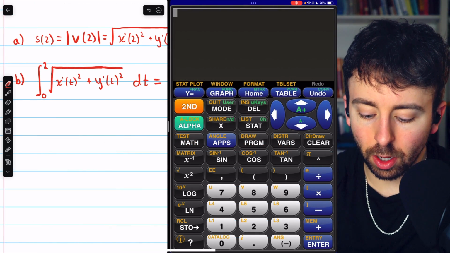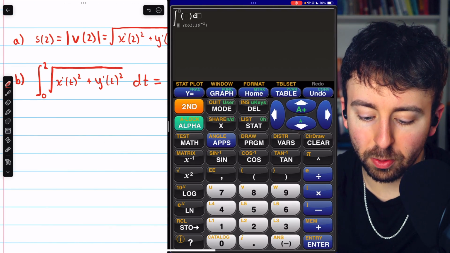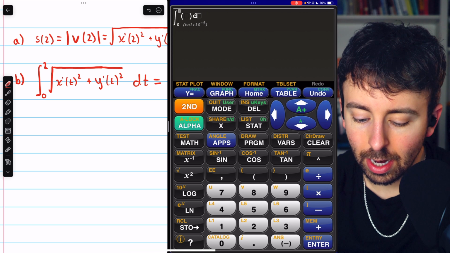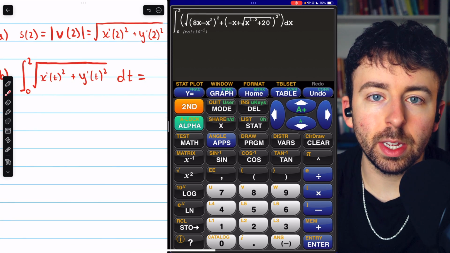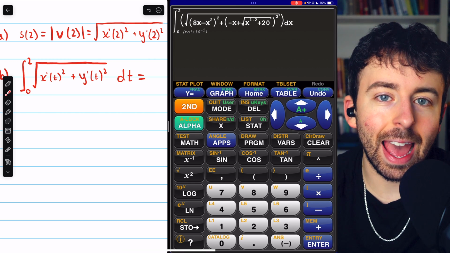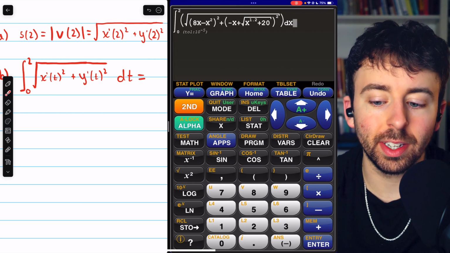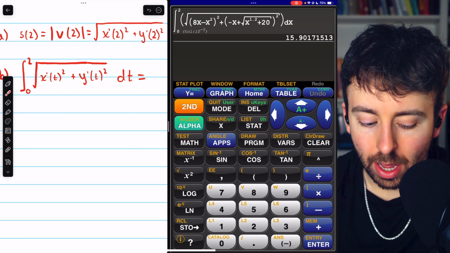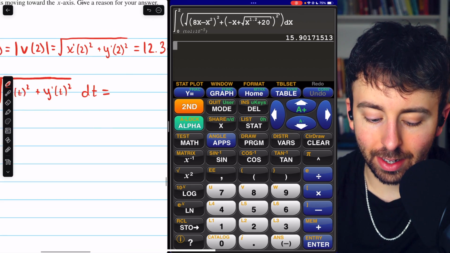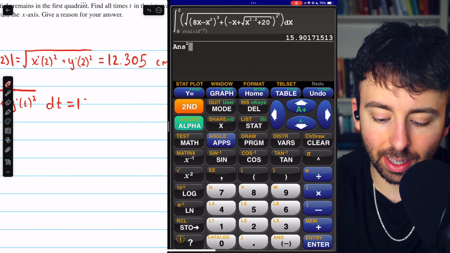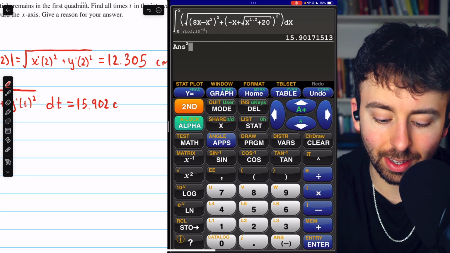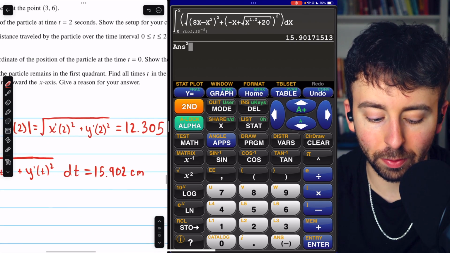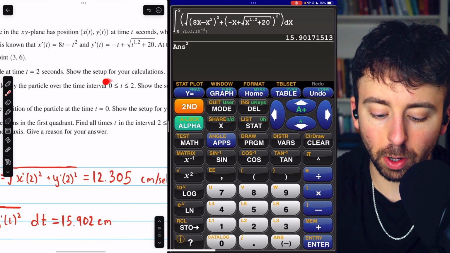So on the calculator, I'll press the math button and then go to option 9 for the integration function. And then very carefully, I will type this whole thing in. All right, I've typed the integral into the calculator. We're using x in the calculator rather than t because that's more convenient. And we get 15.902. And again, this is in centimeters. So the answer is 15.902 centimeters. That is the distance traveled by the particle from 0 to 2.